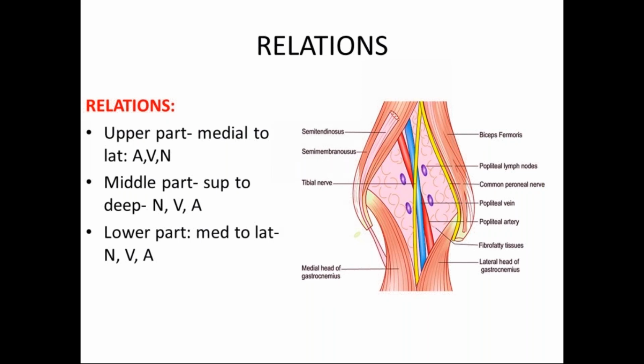In the upper part of fossa, from medial to lateral, lies the popliteal artery, the popliteal vein, and the tibial nerve. In the middle part, from superficial to deep, lies the tibial nerve, the popliteal vein, and the popliteal artery. In the lower part, from medial to lateral side, lies the tibial nerve, the popliteal vein, and the popliteal artery. Also, we can appreciate here that the common peroneal nerve is crossing the fossa obliquely from the superior angle to the lateral angle. It is lying in the same plane as that of the tibial nerve, and it is lying along the medial border of biceps femoris.